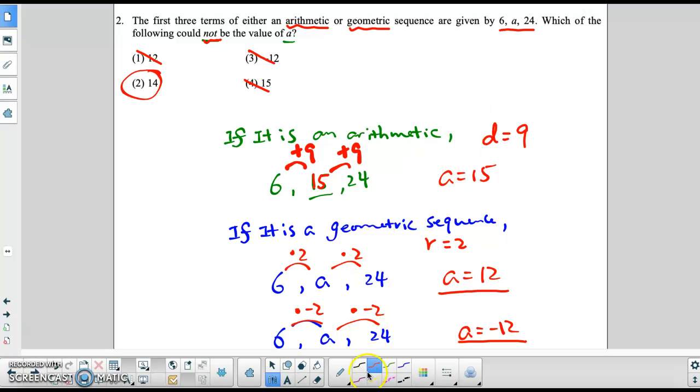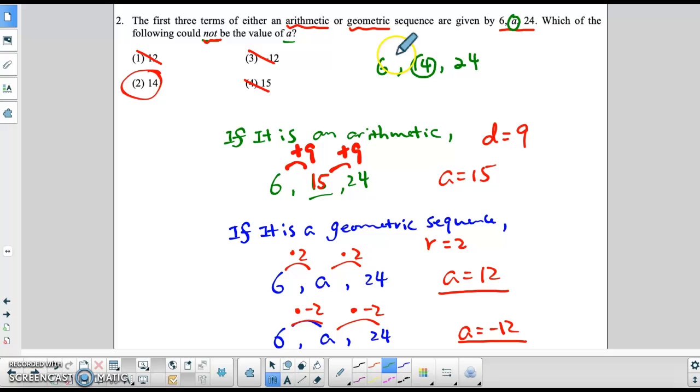Since it's a multiple choice and we always have other options, a certain strategy may work better. So in this case, we can actually go to each choice, right? So let's pick choice 2, 14. Okay, if I have a 6 and I replace a with 14, we just copy 24. So here we replace a with 14 and see if it works. If it works, that means it's either arithmetic or geometric.